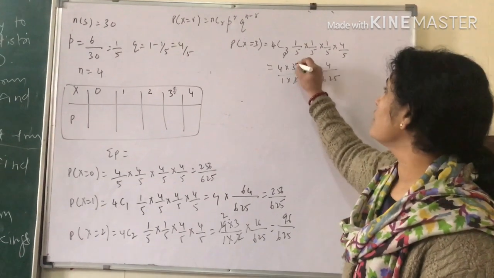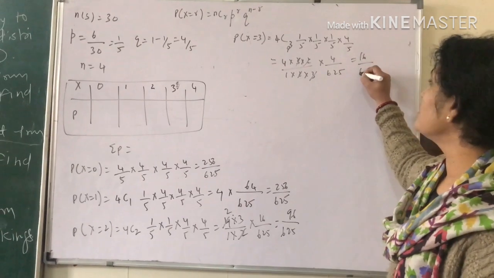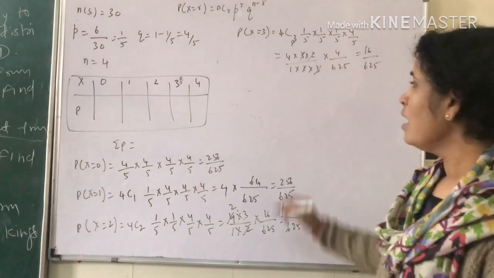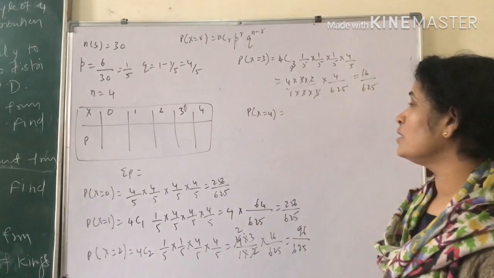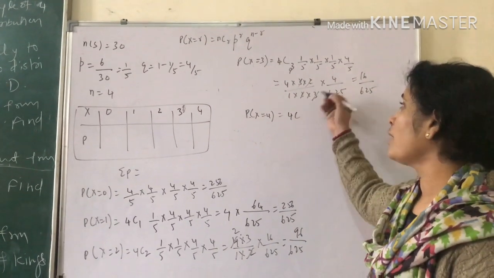Now it will be cancelled. That is equal to 16 upon 625. Are you clear what I am saying? Now probability of the last one, x is equal to 4. Easily you can follow this formula. Otherwise you have to write 4 times.